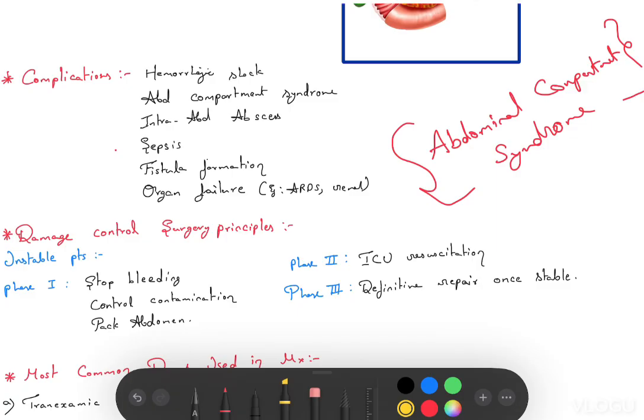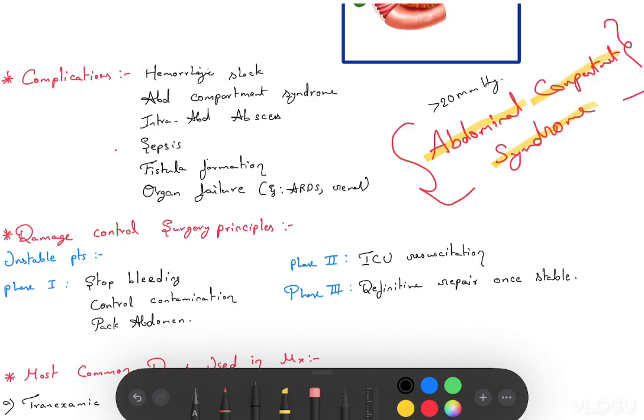Okay, next one, abdominal compartment syndrome. What does it mean? The abdomen has compartments. If intra-abdominal pressure is greater than 20 mmHg with organ dysfunction, then you have to suspect abdominal compartment syndrome. The signs are a distended abdomen, oliguria, hypoxia, and hypotension. Then what do we have to do? We have to do decompressive laparotomy.